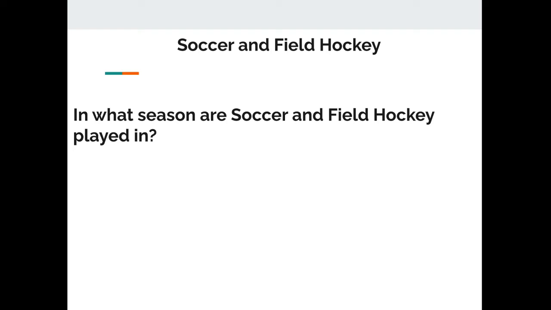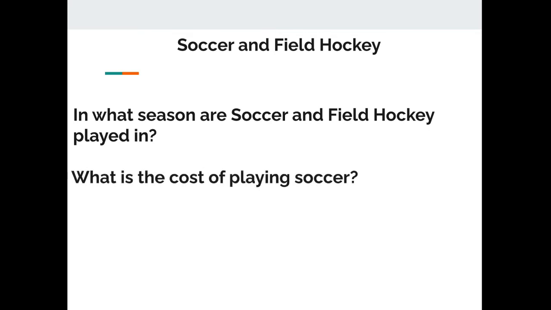Couple of questions. What season are soccer and field hockey played in? Both in normal times are played in the fall, which means you must choose. You must make a choice between soccer or field hockey. If you choose soccer, then you're giving up goals that you could score in field hockey, and vice versa, right? So the cost of playing soccer is the time and the goals and the fun that you would get in field hockey with Coach Casey.